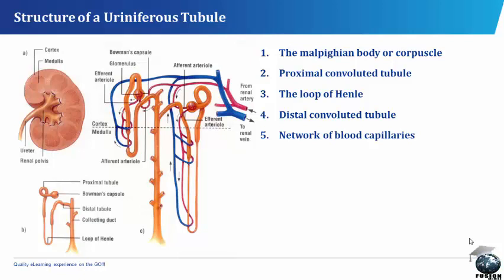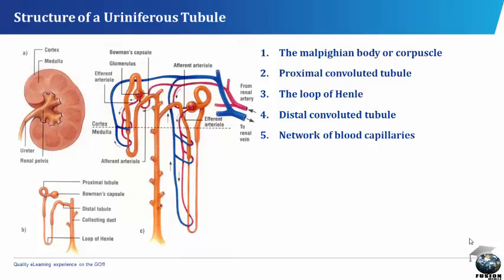The distal convoluted tubule. The loop of Henle leads to another convoluted section, the distal convoluted tubule, which is located in the cortex. This opens into a collecting duct along with several other nephrons. These ducts converge at the pelvis of the kidney, opening into it at the papillae of the pyramids. The pelvis then opens into the ureter.